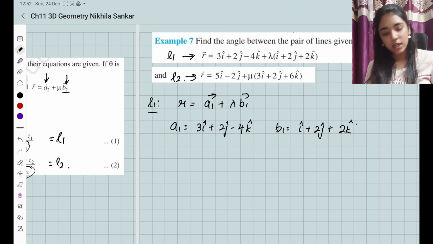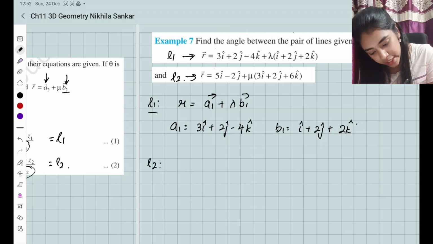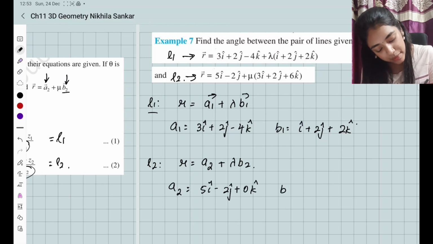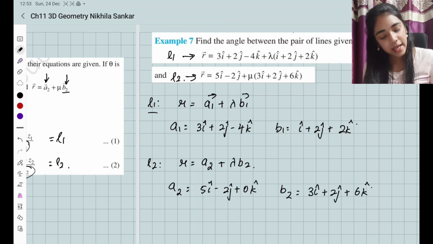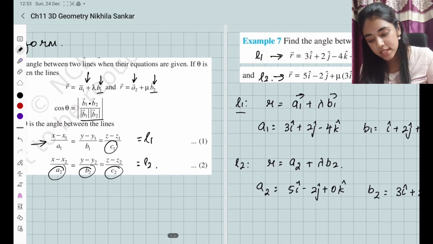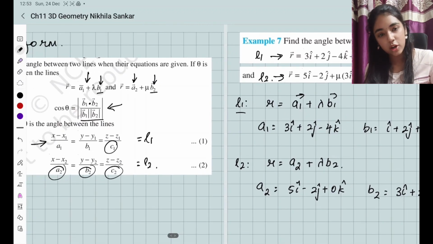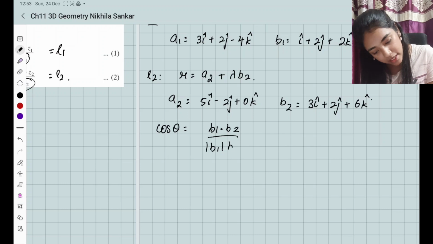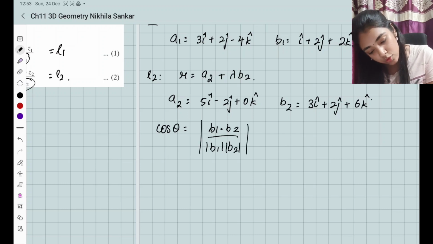So a1 b1 கண்டுபிடிச்சாச்சு. Now for line 2, I have r equals a2 plus lambda b2. And what is my a2? 5i cap minus 2j cap plus 0k cap. k cap illa. Okay. And b2 is going to be 3i cap plus 2j cap plus 6k cap. இப்போ b1 b2 நமக்கு என்ன தெரியும்? cos என்ன படிச்சோம்? இப்போதான் cos theta equals b1 dot b2 divided by magnitude of b1 b2. So cos theta equals b1 dot b2 divided by magnitude of b1, magnitude of b2, the whole magnitude.